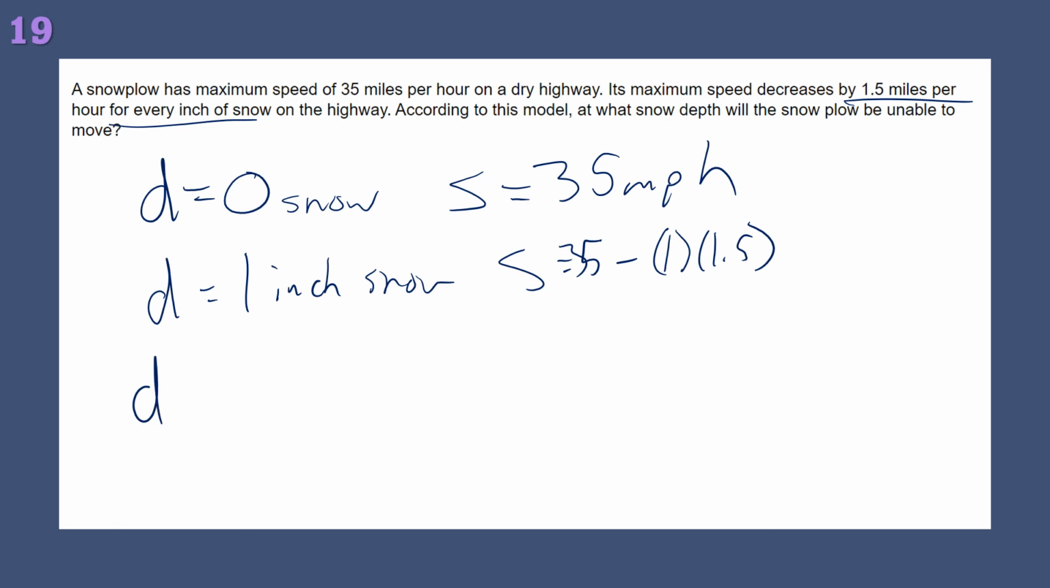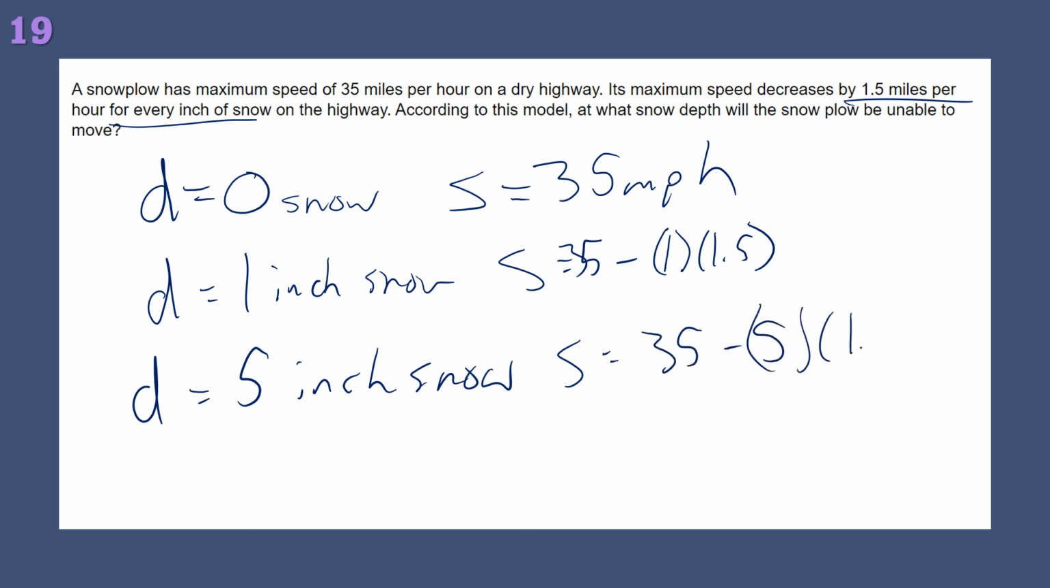We could keep doing this, and we could put 5 inches of snow, and we just calculate it the same way. We would have to say the S is 35 minus, well, this time it's 5 times 1.5. And so we actually have a linear model here. We have a linear model where S equals 35 minus 1.5 times the depth of snow.